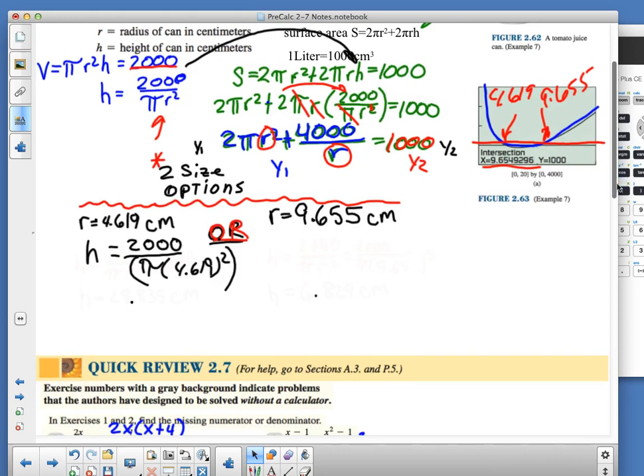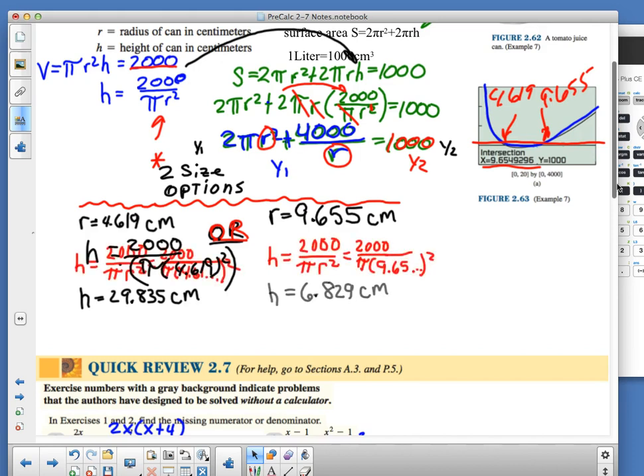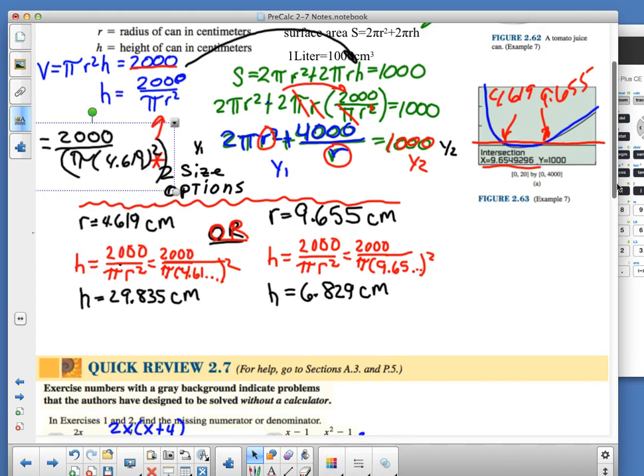Okay, and your h value should be 29.835 centimeters. Remember, it's 2.54 centimeters per inch. So that's like a 15-inch can with that radius being 4.3 inches across. Pretty narrow can. Or the other one, if I put in 9 as I go through, I can do that. And I got those written down there, I guess. I didn't think I did that.